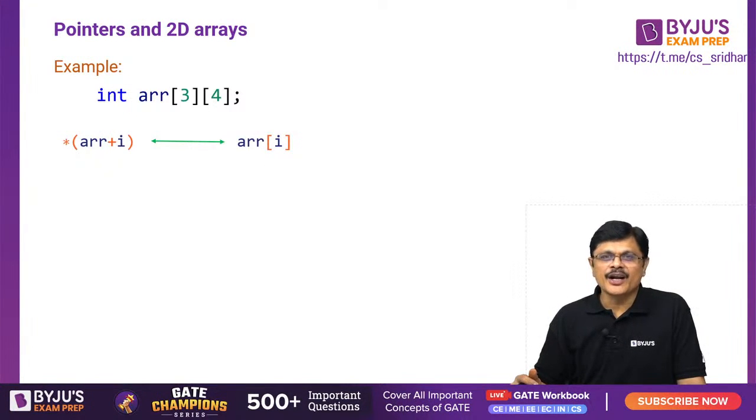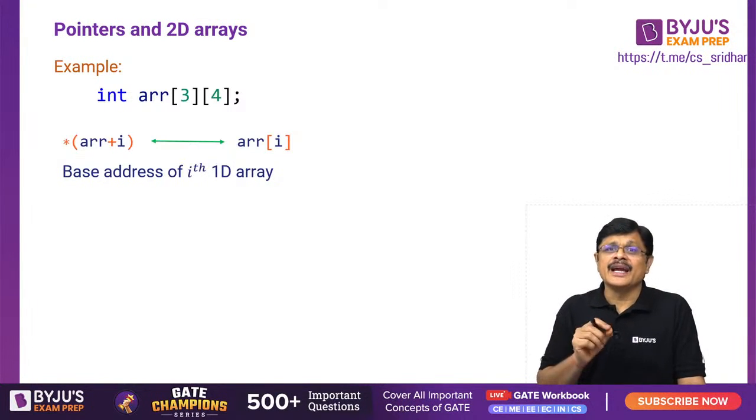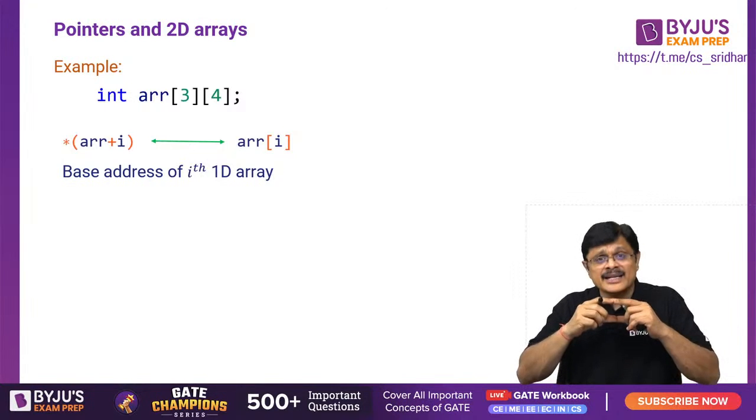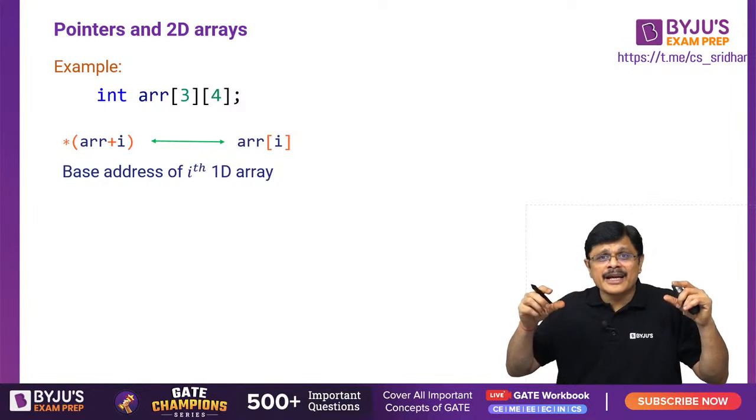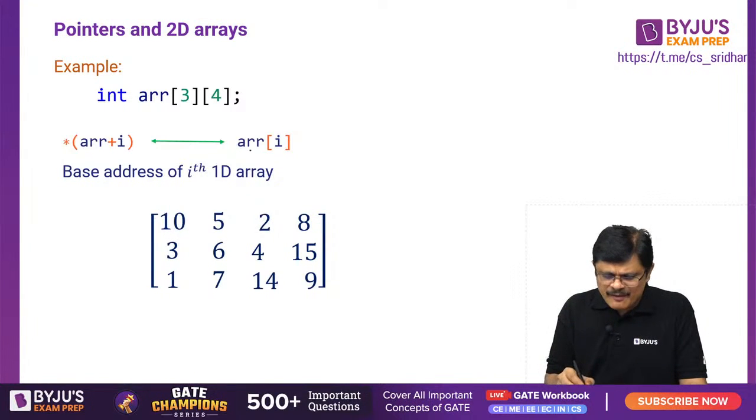So whether you write *(arr+i), which is the same as arr[i], which we understood in yesterday's class. So what does the base address of the ith 1D array refer to? Base address means the 0th location. Correct or not? arr+i refers to the base address of the entire 1D array. Actually, it refers to the 0th location of the ith 1D array.